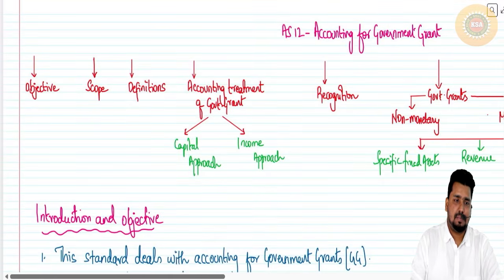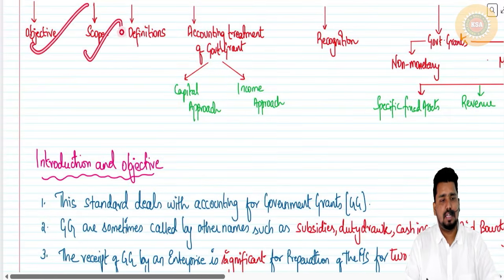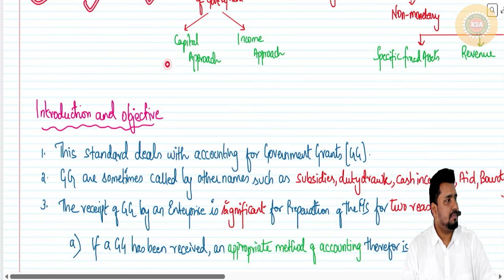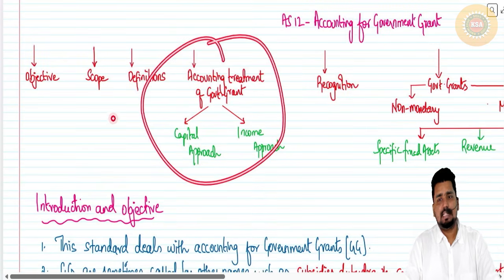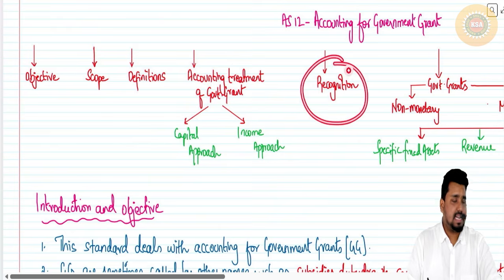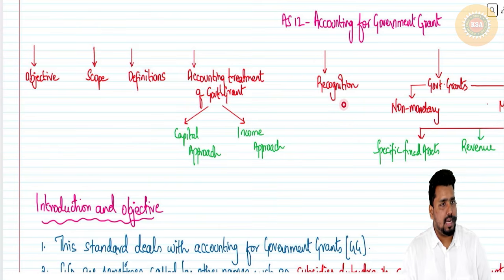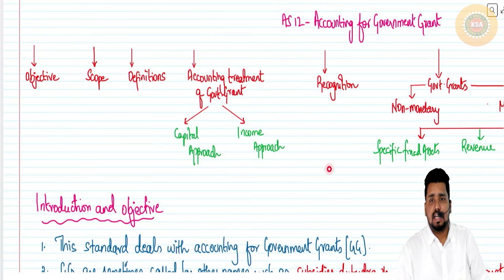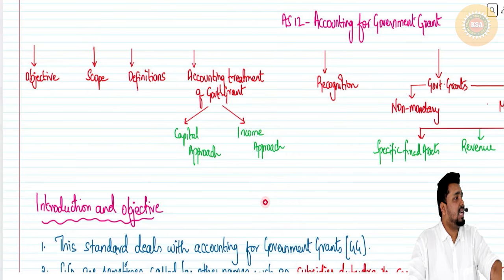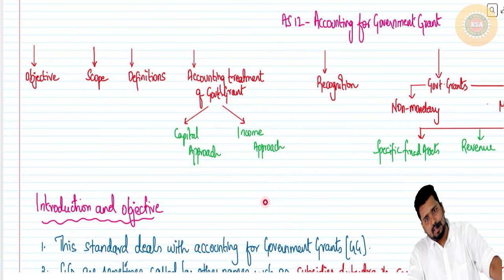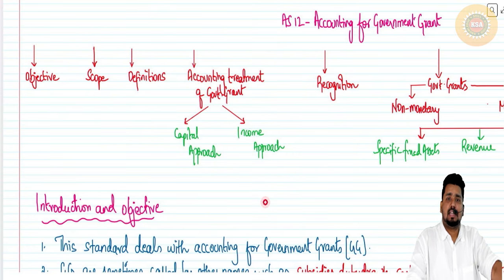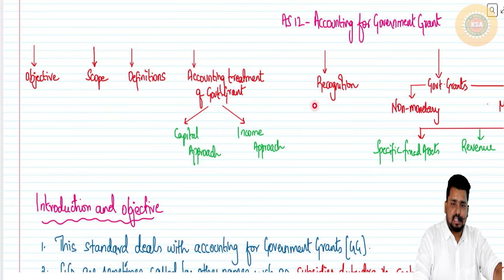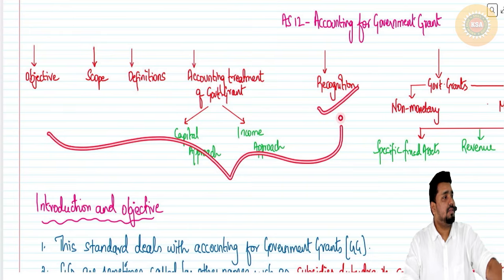So what have we covered? Number 1, objective. Scope. Definitions also we have seen. This will come at the last, as I always say. Next comes the recognition. Recognition means passing the journal entry. When we have to pass the journal entry, what are the 2 conditions? Number 1, there is reasonable assurance that the conditions attached to the grant will be satisfied, and the ultimate collection of the grant is reasonably certain. Clear? Then recognition is done. They are actually important.